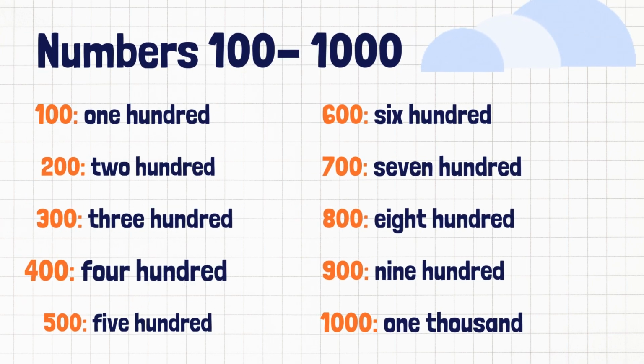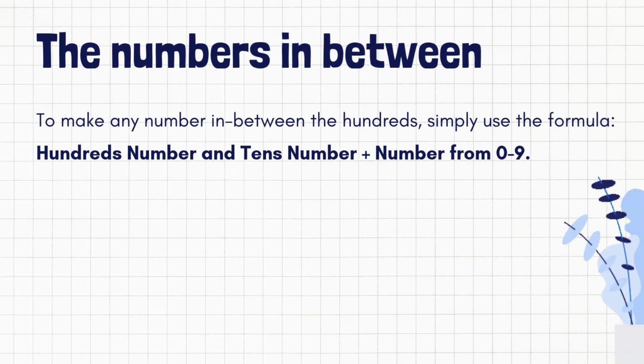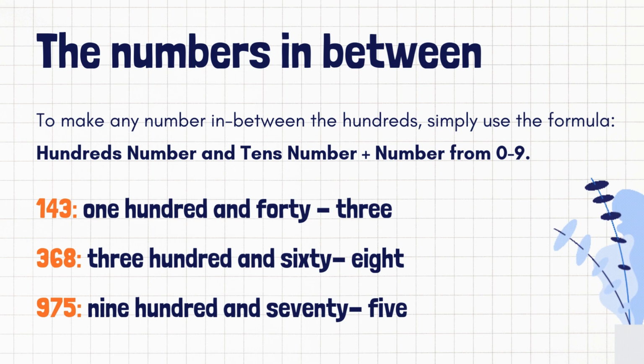Numbers 100 to 1000: 100, 200, 300, 400, 500, 600, 700, 800, 900, 1000. The numbers in between. To make any number in between the hundreds, simply use the formula: hundreds number plus tens number plus number from 0 to 9.